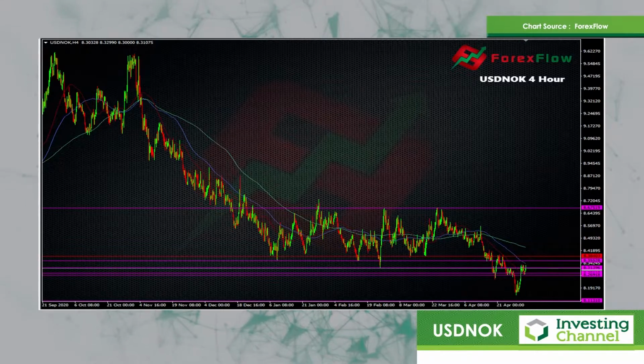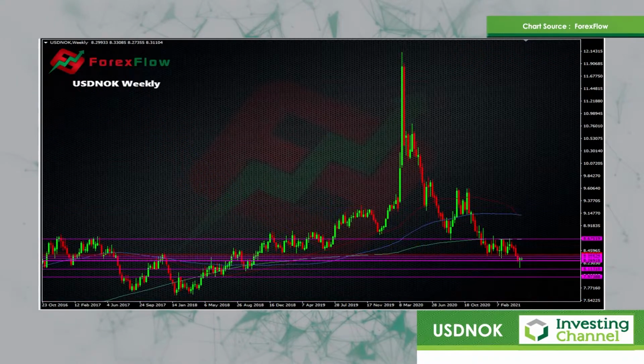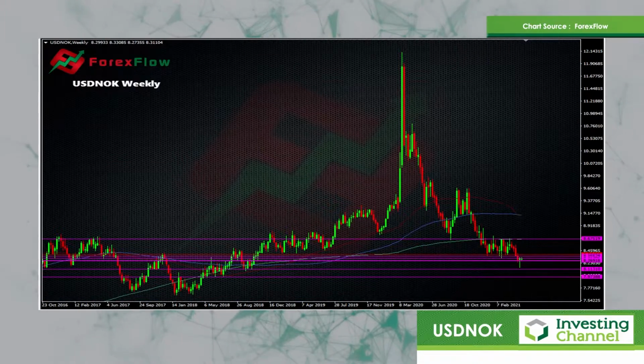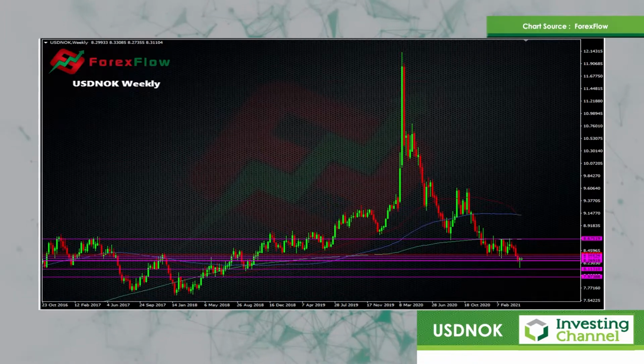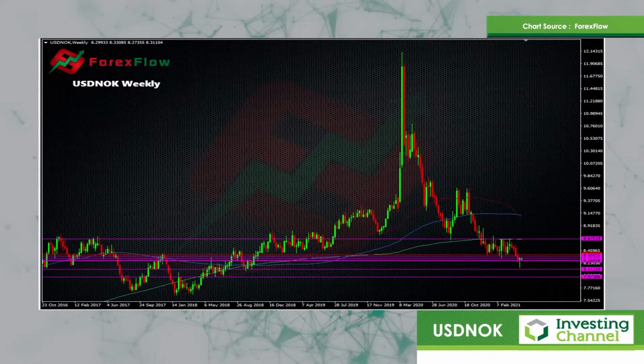If we look quickly at the weekly chart, we can see that the levels we're looking at go way back to sort of 2018. I'm looking at 8.11 here for potentially the next point below, and then even down to the 8 number. So that's one quick one to look at there.